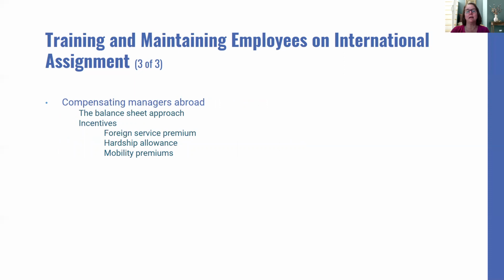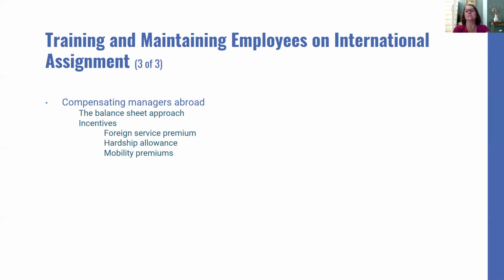How do you compensate managers abroad? In compensating those in transfers abroad, an employer has basically three choices. Continue paying based on the person's current home country pay, pay based on what locals in the new country are paid, or pay so the person's home country standard of living stays the same. So this is very, very interesting.